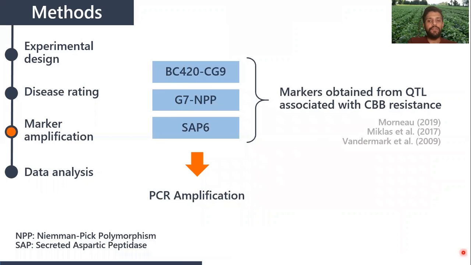For the molecular screening, we amplified these 3 markers via PCR. These markers were identified in previous studies aiming to find markers associated with common blight resistance. So we tested them to see if they could be good predictors for disease response in our germplasm for CBB. But also we tested them for brown spot to see if they are associated with a more broad disease response to bacteria or if it's pathogen specific.